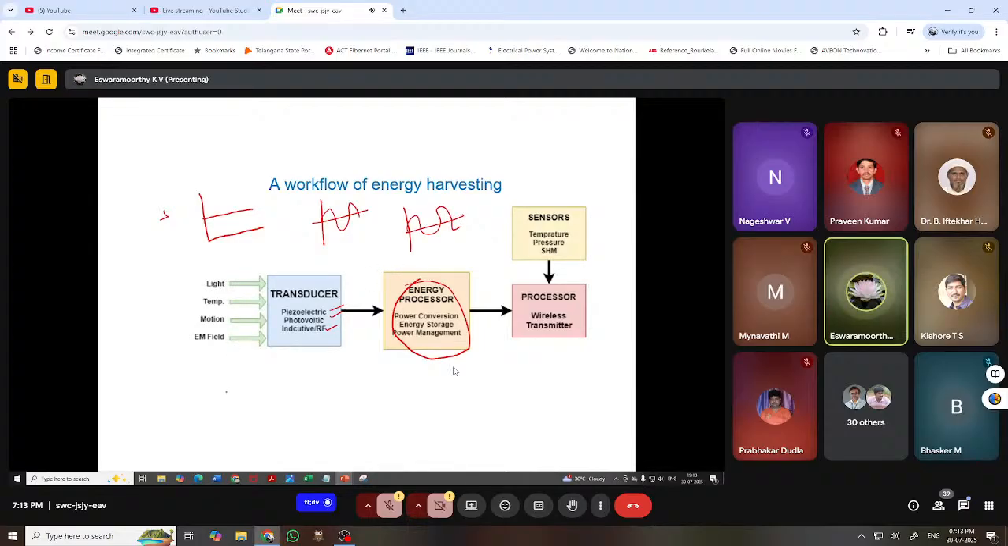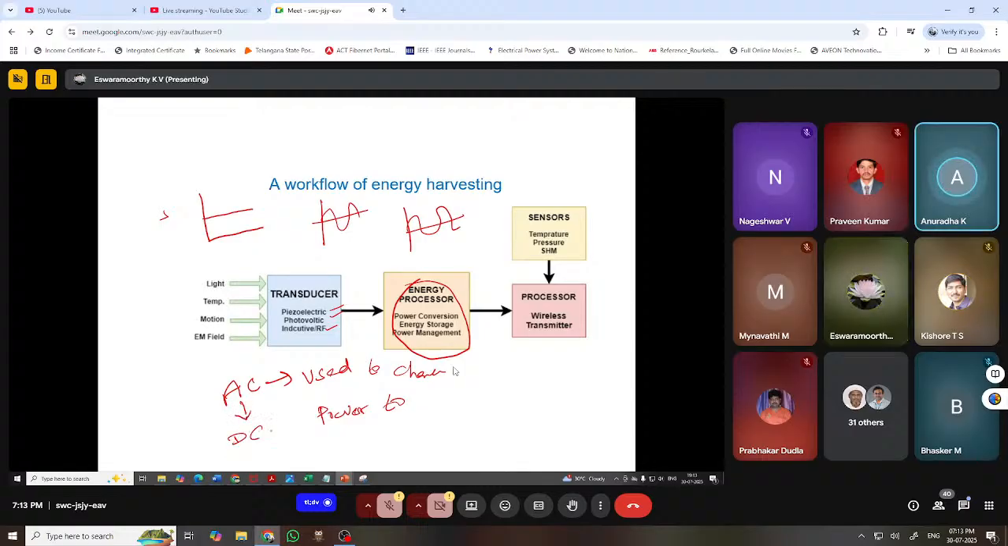Can AC be stored, or used directly to power the IoT node? Can it be used to charge the battery or power the IoT node? AC is not possible. We have to convert it into DC. So that happens in the power conversion. And again, we need to be careful about power management also.